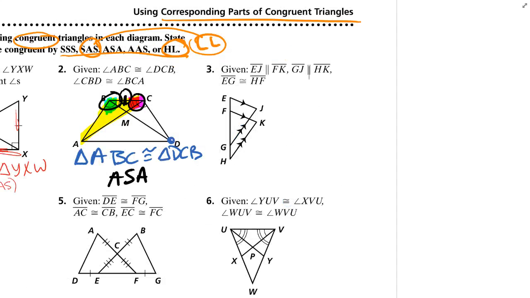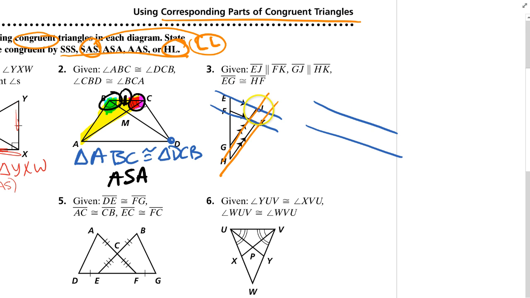Number 3, we have 2 sets of parallel lines. We've got these here that are cut by a transversal, and we also have these here, again cut by a transversal. Let's look at each individual scenario first. Let me copy these 2 lines over here, and I'm going to draw one transversal on this side. So now I'm looking at this intersection right here, and this intersection right here.